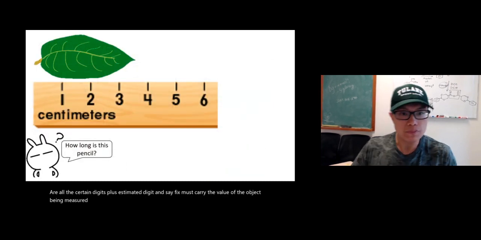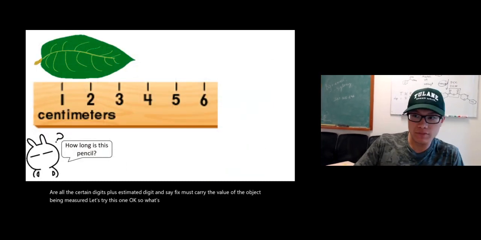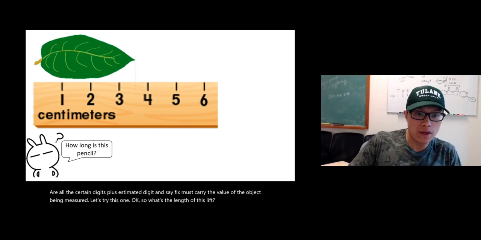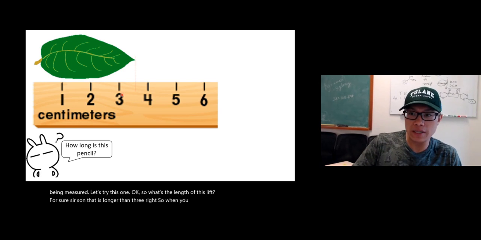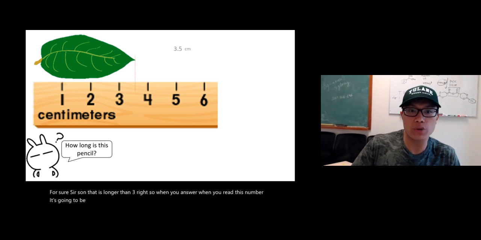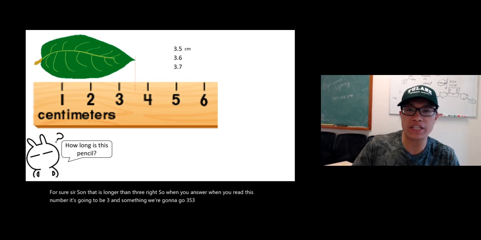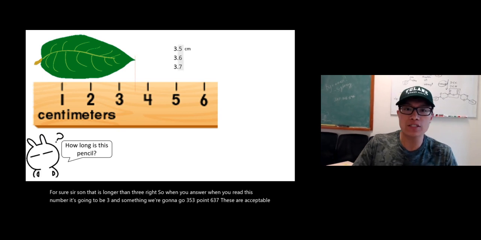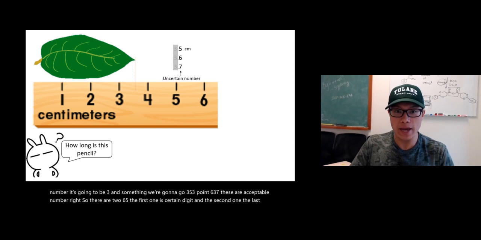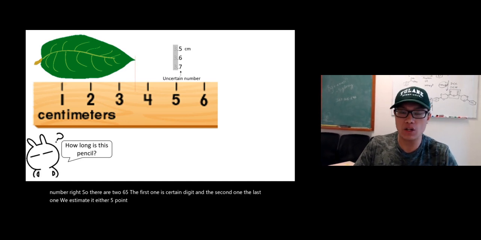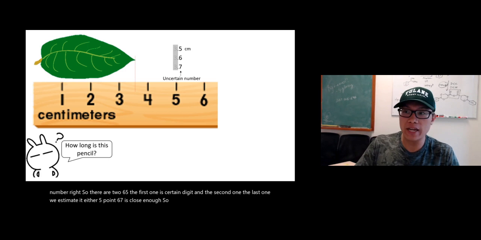Let's try this one. Okay, so what's the length of this leaf? Well, for sure, we're certain that it's longer than 3. So when you read this number, it's going to be 3 and something. We're going to go 3.5, 3.6, 3.7. These are acceptable numbers. All right, so there are 2 sig figs. The first one is a certain digit, and the second one, the last one, we estimate: either 0.5, 0.6, 0.7 is close enough. So the total number of sig figs is 2 sig figs.